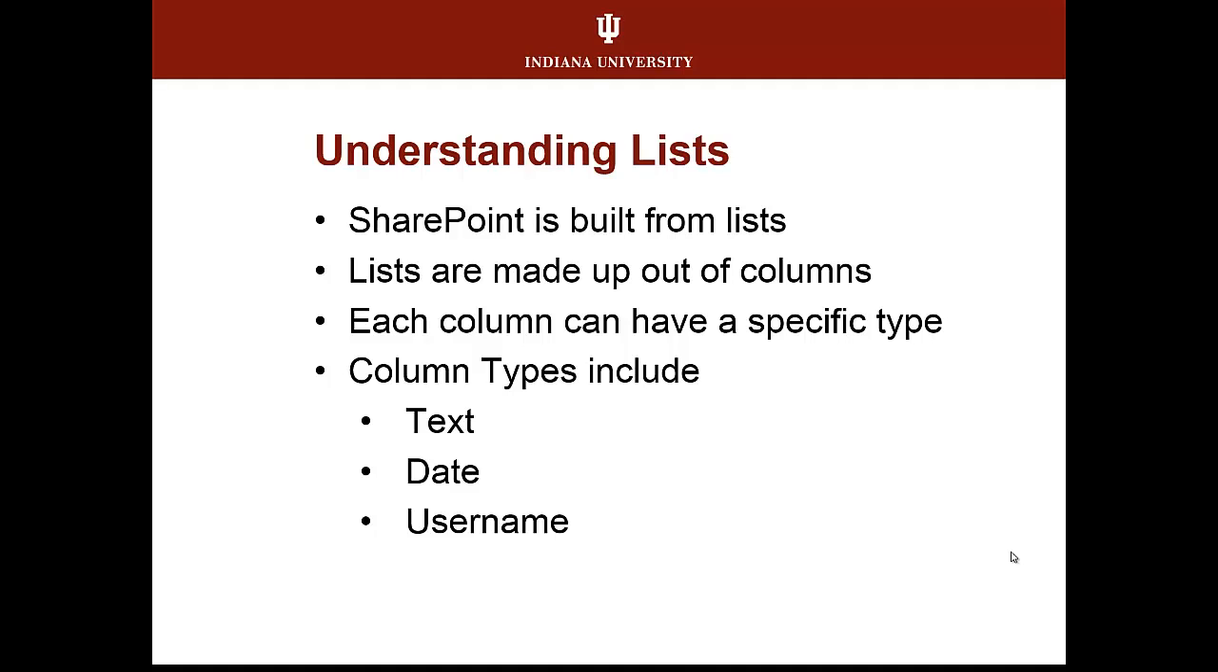In an Excel spreadsheet, you can just type whatever you want, and the only way anyone would know if this data was structured or not is if you put column headings on each one of those, but you don't have to do that. In SharePoint, you do have to do that. So column types include things like text, the date, the username. We'll talk more about those later on.